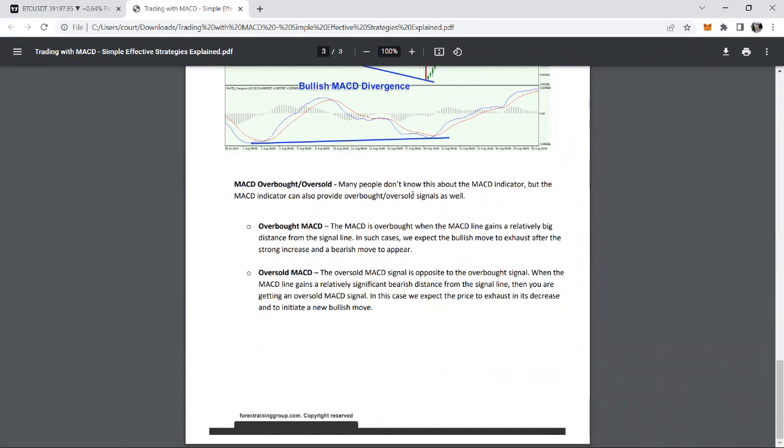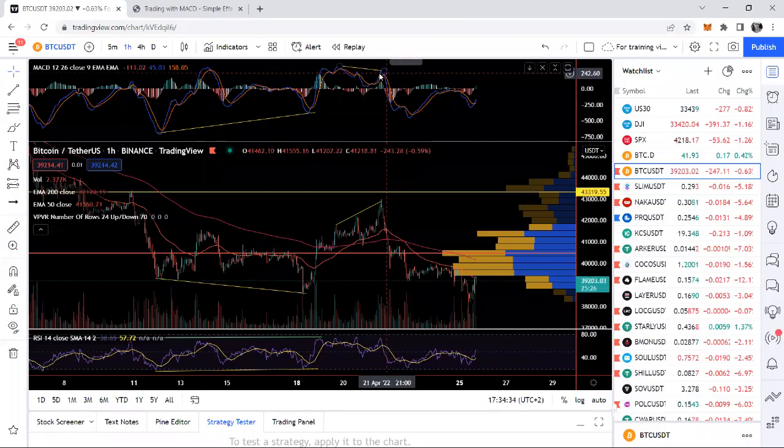The overbought MACD is when the MACD gains a relatively big distance from the signal line. In such cases, we expect the bullish move to exhaust after the strong increase and a bearish move to appear. And then oversold MACD is the opposite of the overbought signal, when the MACD gains a relatively significant bearish distance from the signal line. When that gap is big and it starts curving, you can see it's overbought. So when it becomes overbought, sell.